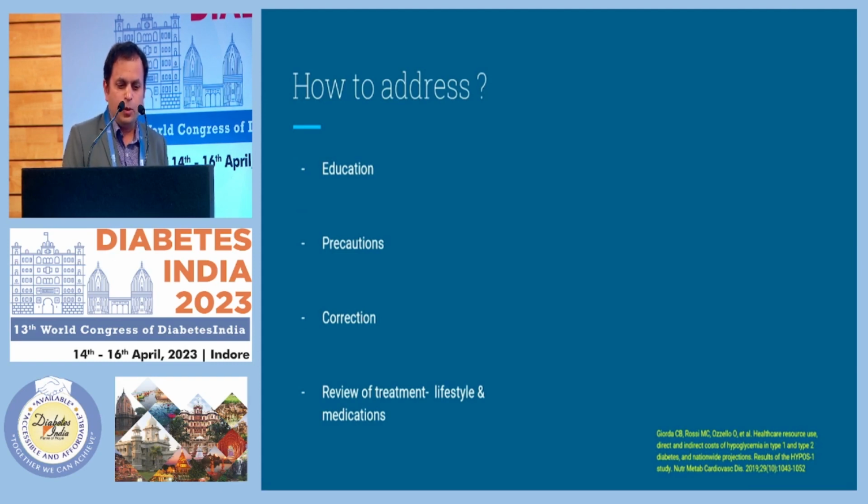And how to address this hypoglycemia? One is precautions, which are very important. Whenever you start insulin in a patient, you have to spend a good amount of time educating them about the insulin. Either you do it or any competent person in your clinic or hospital has to do it. Precautions should be explained, like what the warning symptoms are, and the corrections, the proper way of correction.